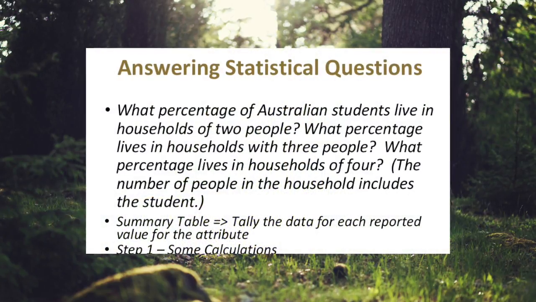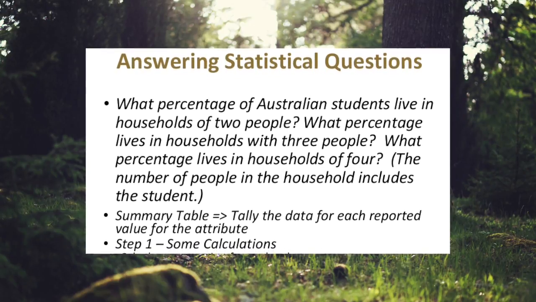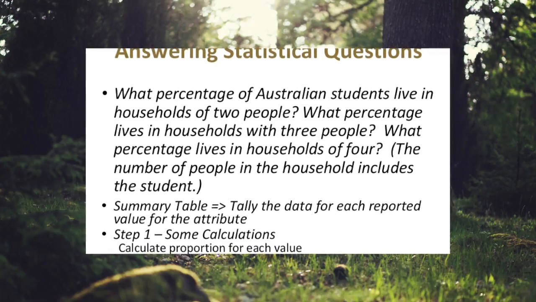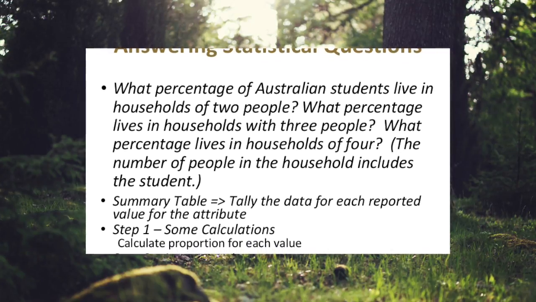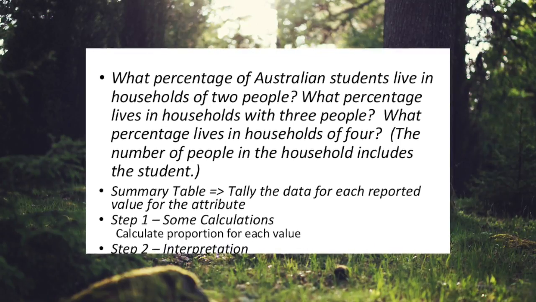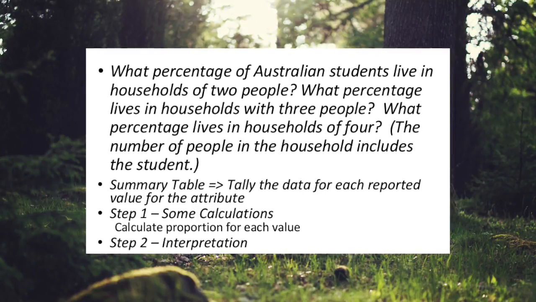Answering statistical questions. What percentage of Australian students live in households of 2 people? What percentage lives in households with 3 people? What percentage lives in households of 4? The number of people in the household includes the student. Summary table: tally the data for each reported value for the attribute. Step 2, some calculations: calculate the proportion for each value. Step 3, interpretation.